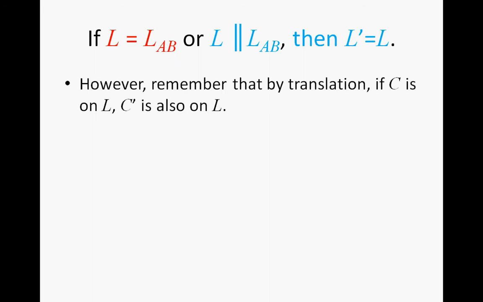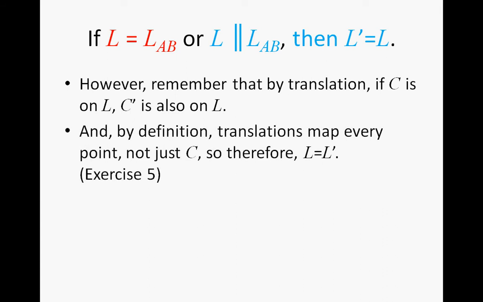However, remember that by translation, if a point C is on L, then point C prime is also on L. And by definition, translations map every point, not just C. So therefore, that is why L is the same as L prime. We're not just talking about C, but a line is made up of an infinite amount of points crammed together. So not just C, but any point on that line is going to be the same point on L prime. And that goes back to exercise 5.